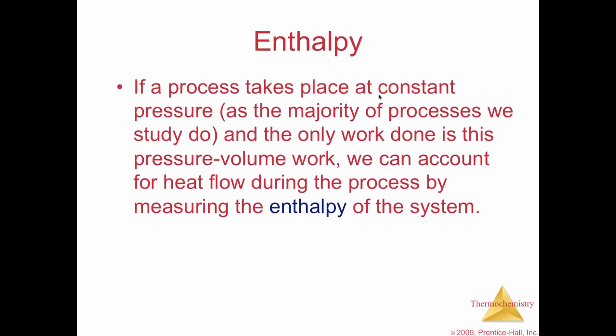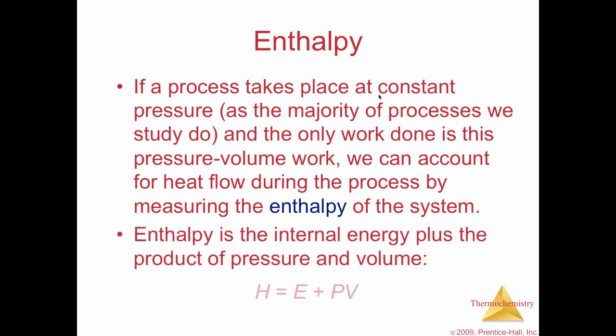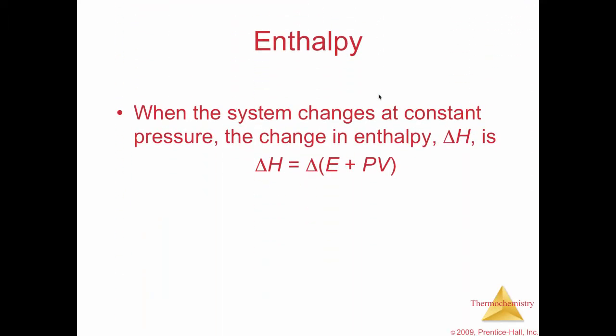If a process takes place at constant pressure, as the majority of processes we study do, and the only work done is this pressure volume work, we can account for heat flow during the process by measuring the enthalpy of the system. Enthalpy is the internal energy plus the product of pressure and volume. When the system changes at constant pressure, the change in enthalpy, delta H, is equal to delta E plus P delta V, which can also be written this way.